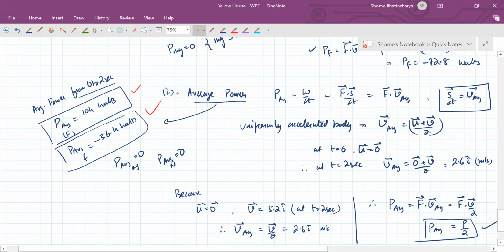Instead of calculating the displacement, calculating the work done, and then dividing by time, I don't need to do so many steps, because I know that the average velocity will be just half the instantaneous velocity at 2 seconds. So average power will be force dot product with average velocity, whereas instantaneous power was force dot product with instantaneous velocity. So that relationship will be 1:2. Is it clear now, Prince? Okay.